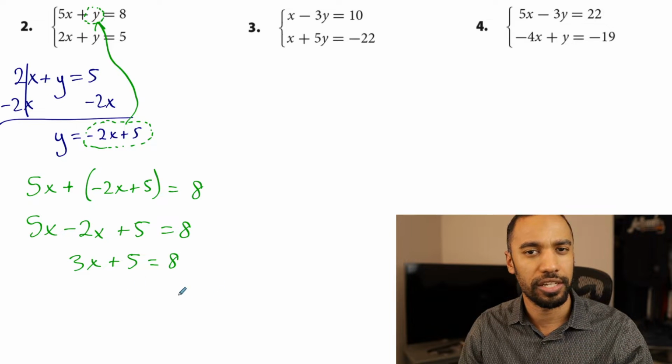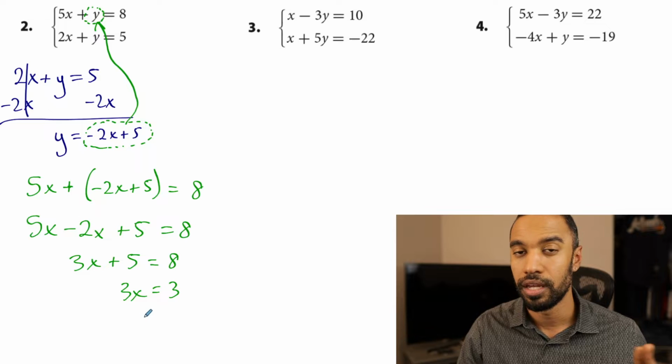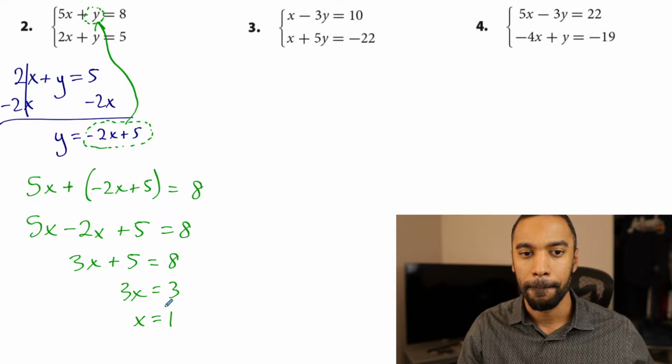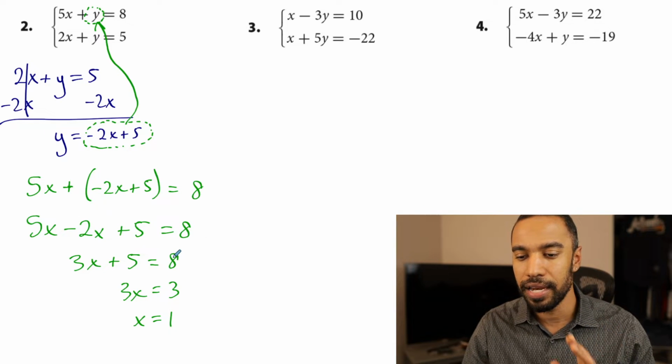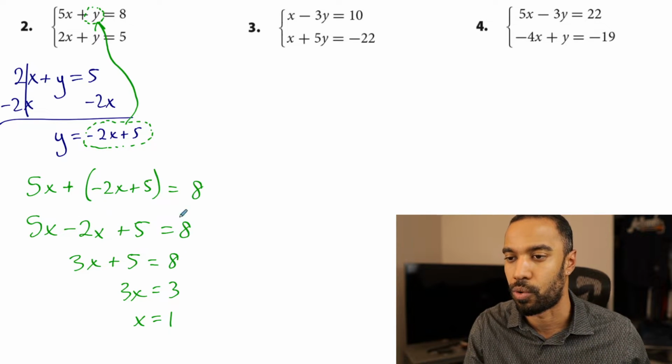Hopefully you're okay with me just saying subtract 5 from both sides. Subtract 5 from both sides, I get 3x equals 3. Divide both sides by 3, you get x equals 1. And like the previous problems, I am not yet done. I still have to find y, and I still have to write my answer as an ordered pair.